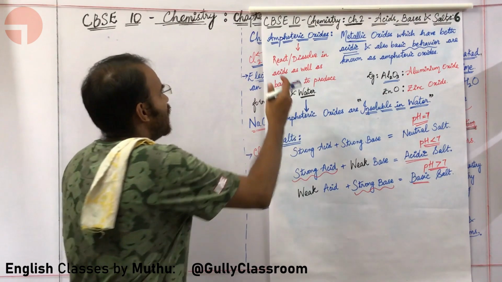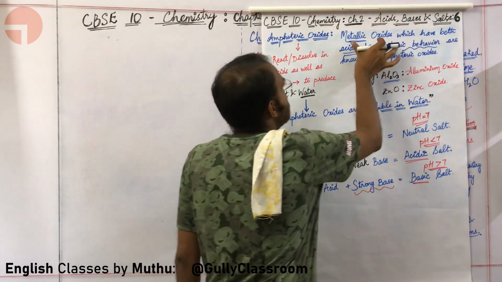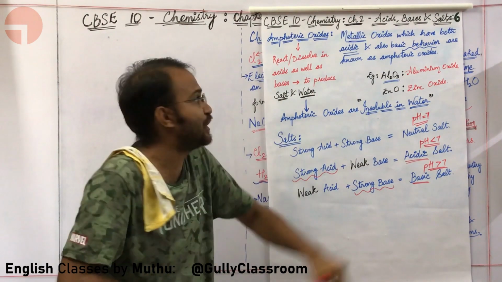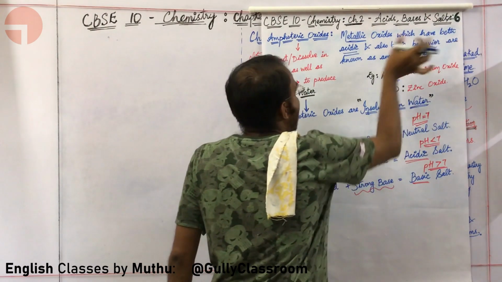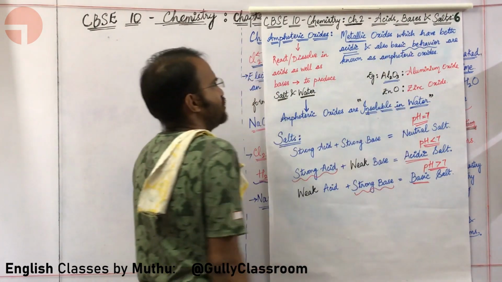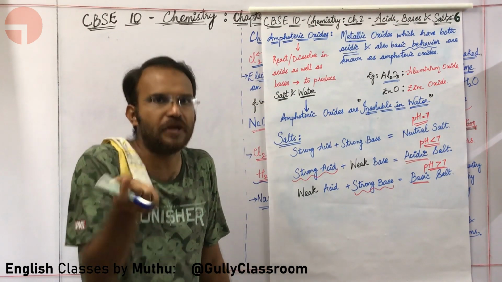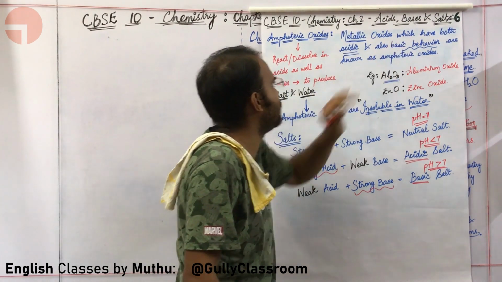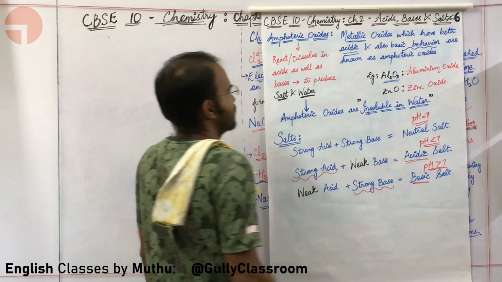Come on guys. What are amphoteric oxides? Amphoteric oxides are metallic oxides. So metal and oxygen combine to form metallic oxides, and these metallic oxides have both acidic and basic properties. Some very specific metallic oxides have both acidic and basic properties. These are called as amphoteric oxides.